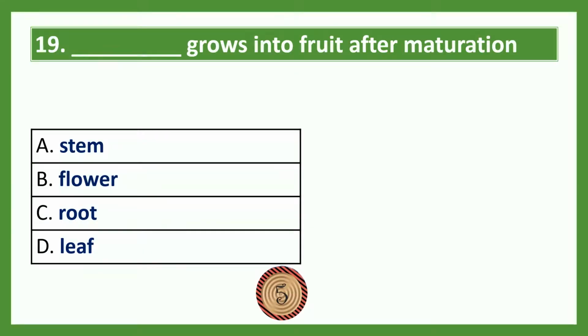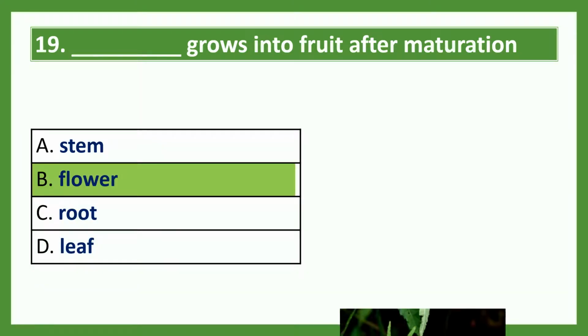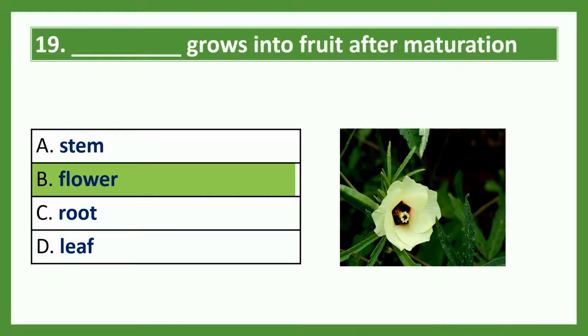Dash grows into fruit after maturation. Option A stem, option B flower, option C root, option D leaf. The answer is option B flower. The flower grows into fruit after maturation.